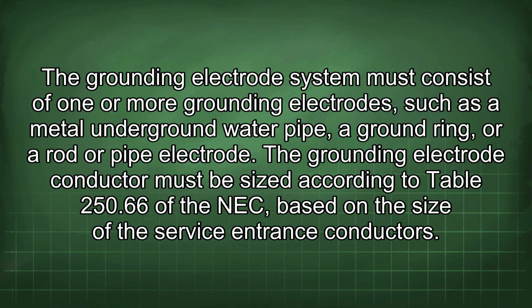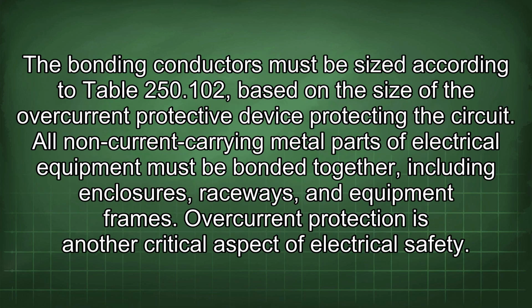The grounding electrode conductor must be sized according to Table 250.66 of the NEC, based on the size of the service entrance conductors. The bonding conductors must be sized according to Table 250.102, based on the size of the overcurrent protective device protecting the circuit. All non-current carrying metal parts of electrical equipment must be bonded together, including enclosures, raceways, and equipment frames.